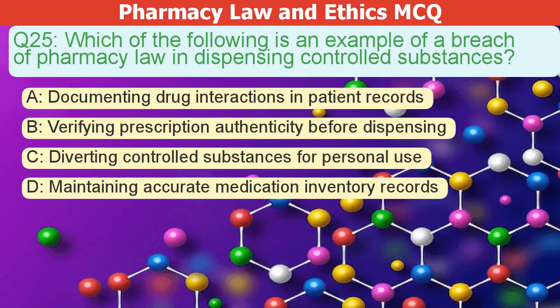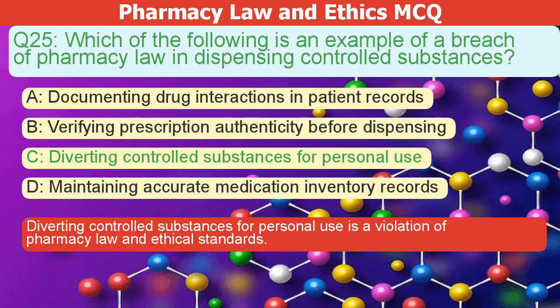Which of the following is an example of a breach of pharmacy law in dispensing controlled substances? A. Documenting drug interactions in patient records. B. Verifying prescription authenticity before dispensing. C. Diverting controlled substances for personal use. D. Maintaining accurate medication inventory records. The correct answer is C. Diverting controlled substances for personal use is a violation of pharmacy law and ethical standards.